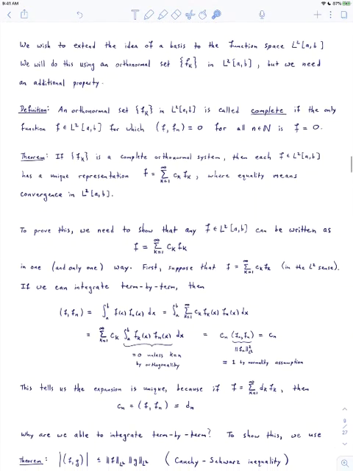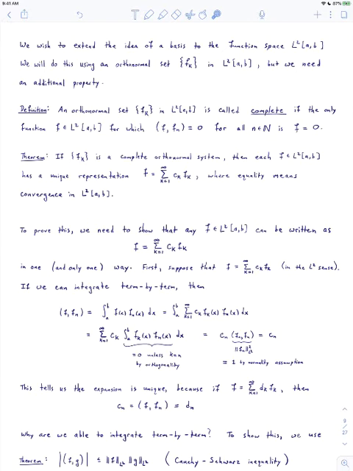So we wish to extend the idea of a basis to the function space L2. We will do this by using an orthonormal set, which we'll call f sub k, a sequence of functions in L2. We're going to assume that it's an orthonormal set. That means all of the functions are mutually orthogonal to one another, and the size of each individual function is 1 in the L2 norm.